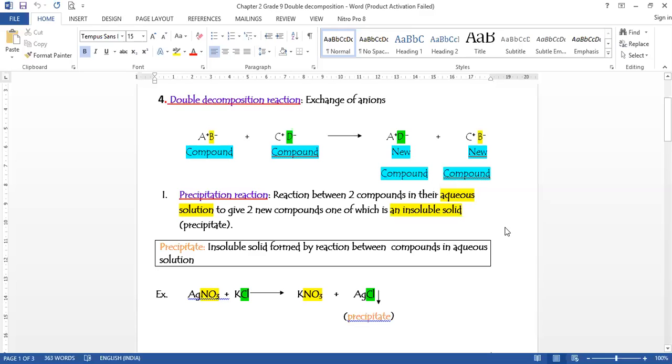The double decomposition reaction is also known as double displacement reaction. The reason being, there are two ions which are getting displaced instead of just one. In displacement reaction, you could see one element displacing the other. Here we are displacing two different ions from its solution.